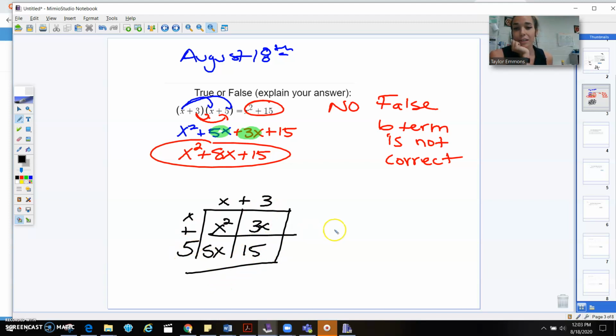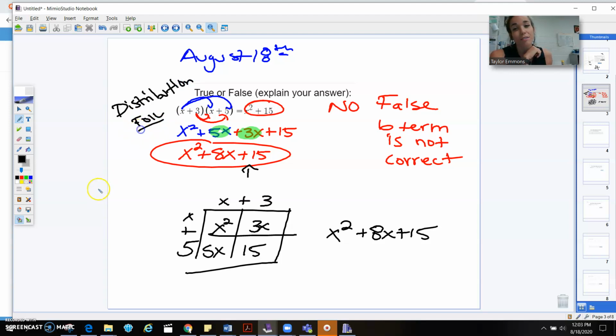Now we're going to add everything that's on the inside. And when we do that, we're actually going to get the exact same thing that we did up here. Okay? This is called distributing or distribution, or maybe your teachers called it FOIL in the past. Okay? Down here, this is called the box method, or the area model method. All right?